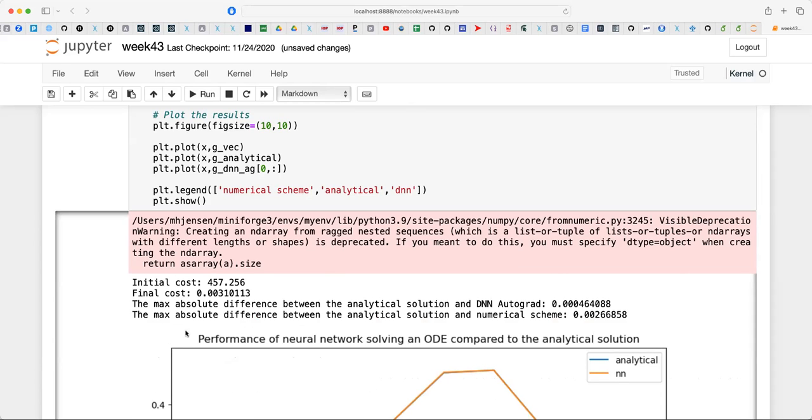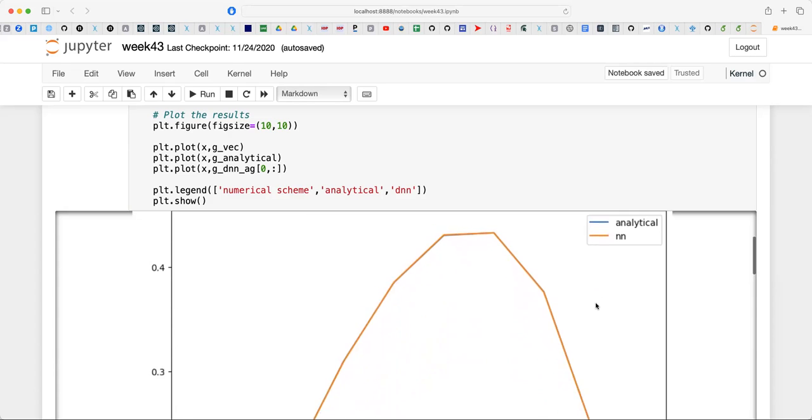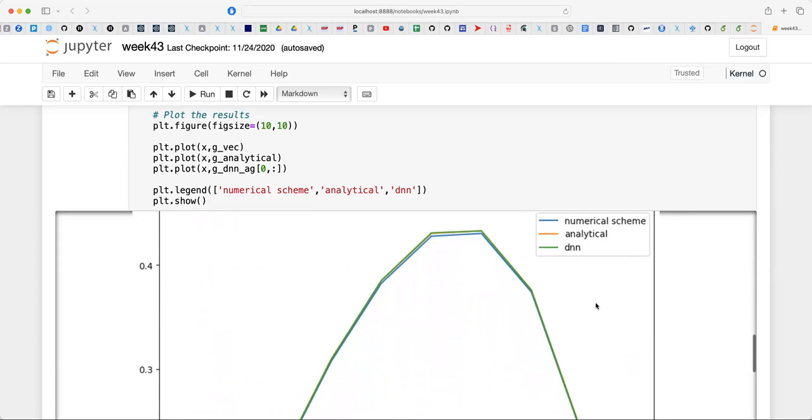So you see now that using AutoGrad and our neural network, we actually have a max absolute error of 10 to the minus 4. Whereas the best result I get with 10 integration points with my numerical finite difference scheme is 10 to the minus 3. Again, you can see that the numerical scheme using the Thomas algorithm and the linear algebra-based recipe gives us a result which is inferior to the neural network.